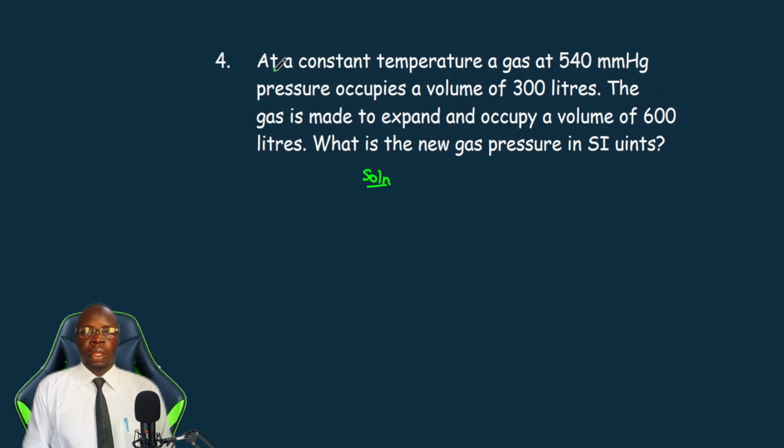So from here, at a constant temperature, a gas at 540 millimeter mercury. So this becomes our pressure 1, and that is 540 millimeter of mercury. Occupies a volume of 300 liters. So V1 becomes 300 liters.